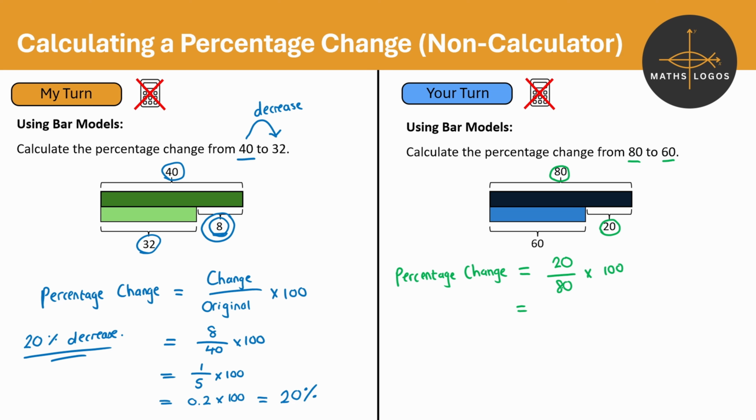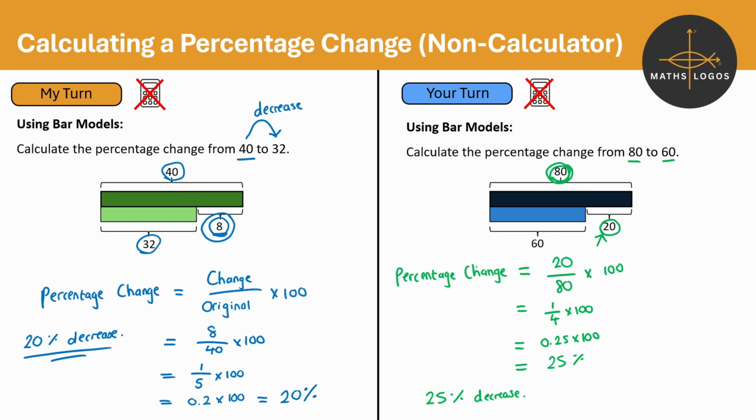20 over 80, I can divide both of those by 20. 20 divided by 20 is 1, and 80 divided by 20 is 4, so I get 1/4. 1/4 is 0.25 as a decimal, and then we multiply that by 100 to take us to 25%. So my answer is a 25% decrease.